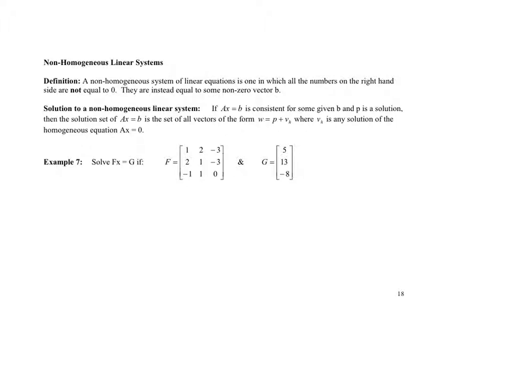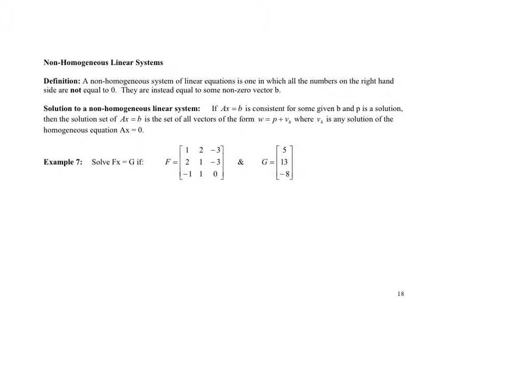Solution to a non-homogeneous linear system. If AX equals B is consistent for some given B, and P is a solution to the solution set of AX equals B, then the solution set of AX equals B is the set of all vectors in the form W equals P plus VH, where VH is any solution of the homogeneous equation AX equals 0.